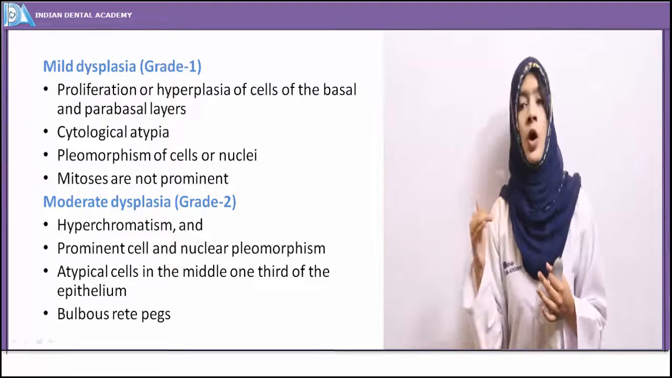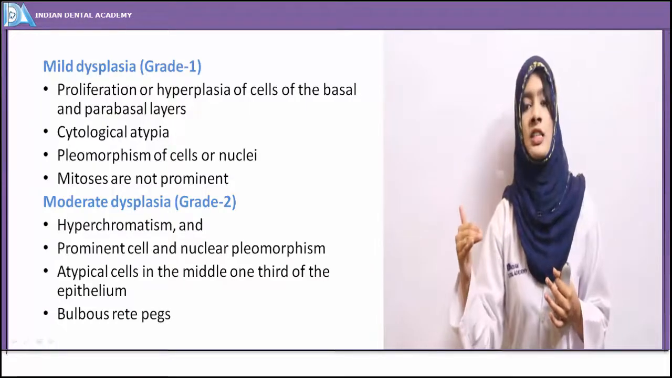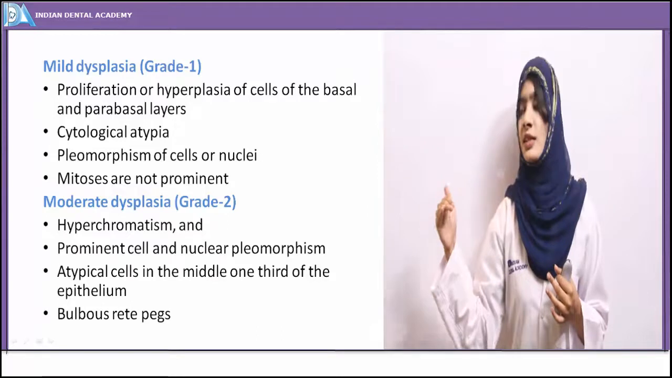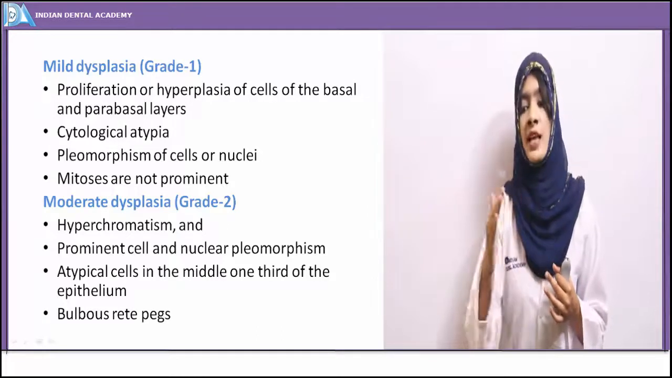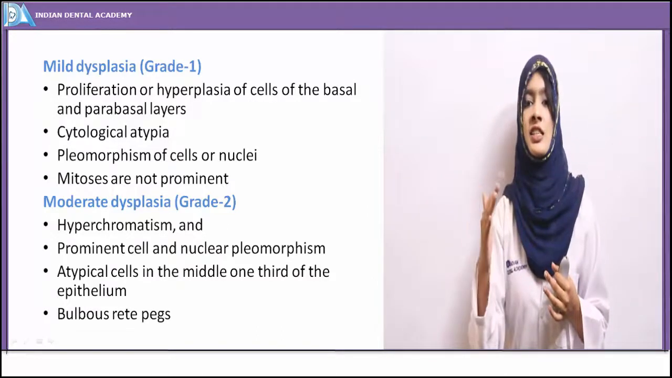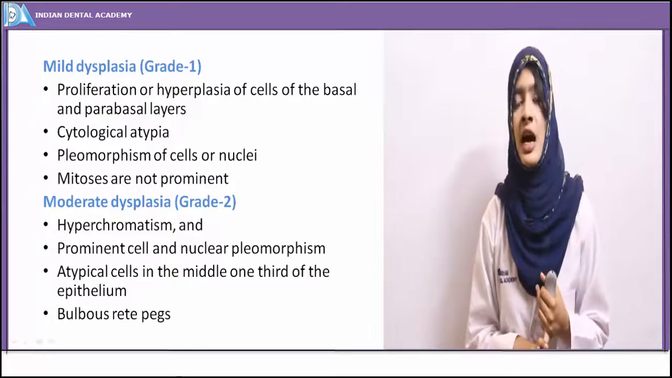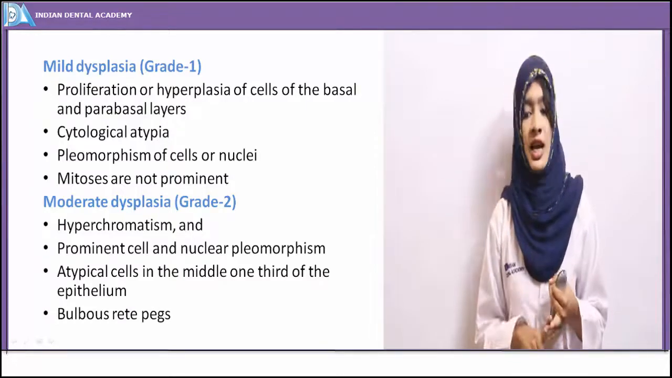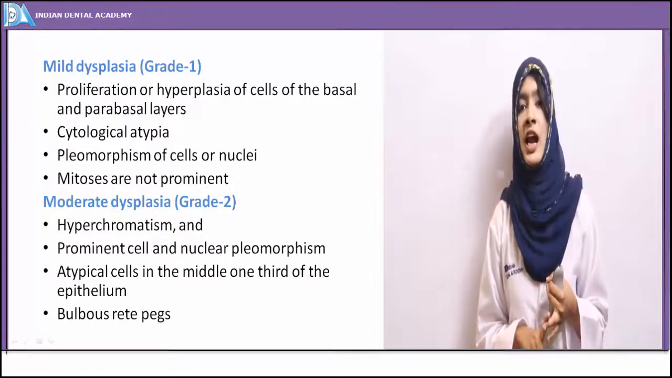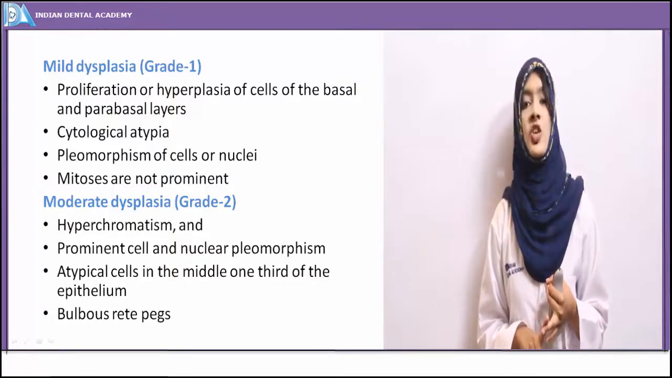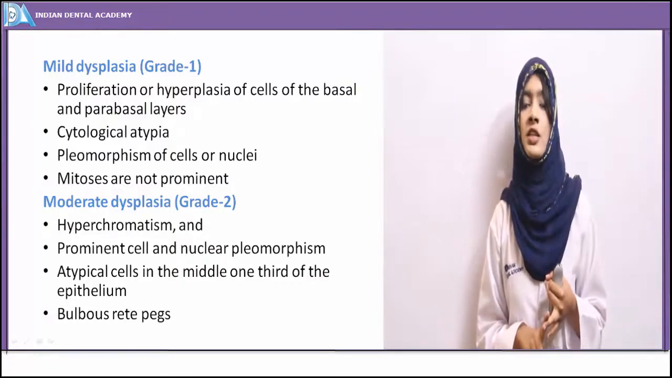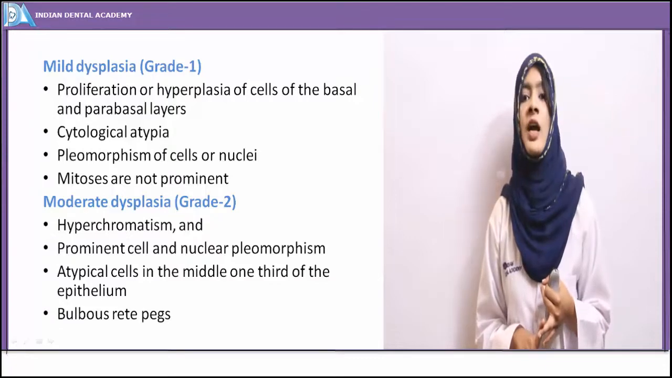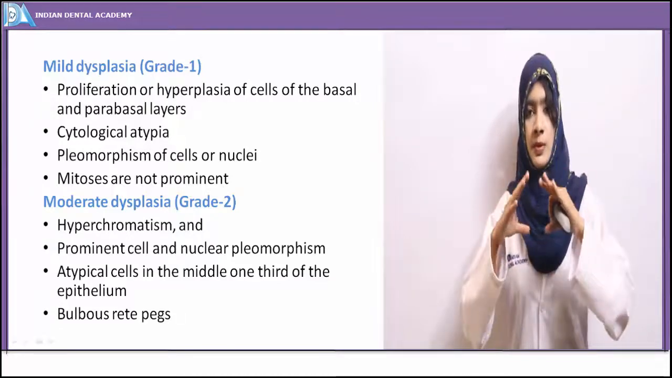Now we'll see the moderate dysplasia. The term moderate dysplasia or grade 2 for squamous cell carcinoma is given when the dysplastic features tend to just increase in size. Increased hyperchromatism is seen. The nuclear cells appear to be more prominent. Nuclear hyperchromatism is seen, and atypical cells begin to appear in the middle of the epithelium. The rete ridges just become more bulbous.